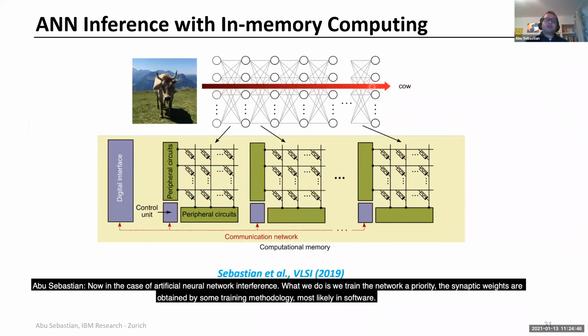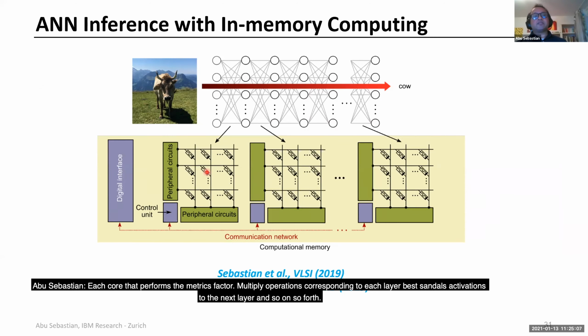Now, in the case of artificial neural network inference, what we do is we train the network a priori. The synaptic weights are obtained by some training methodology, most likely in software. And then these weights are mapped to the conductance values of an array of cores, as shown here, where these are PCM devices organized in the crossbar configuration. Each core then performs the matrix vector multiply operations corresponding to each layer, passes on those activations to the next layer, and so on and so forth.